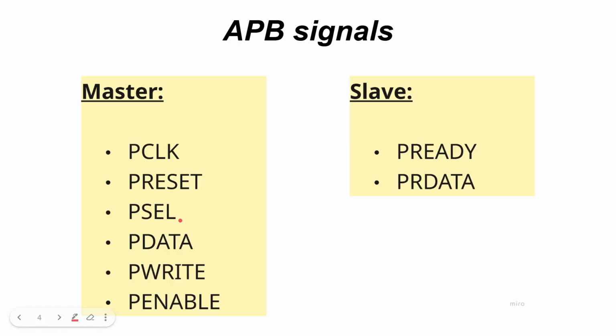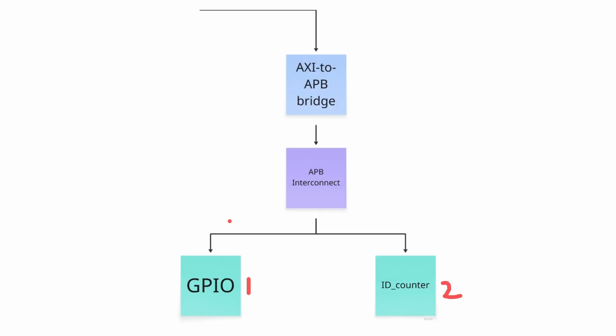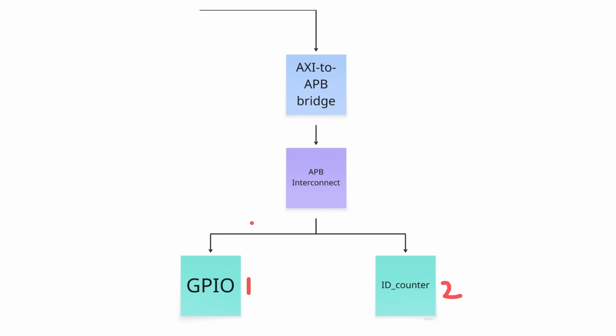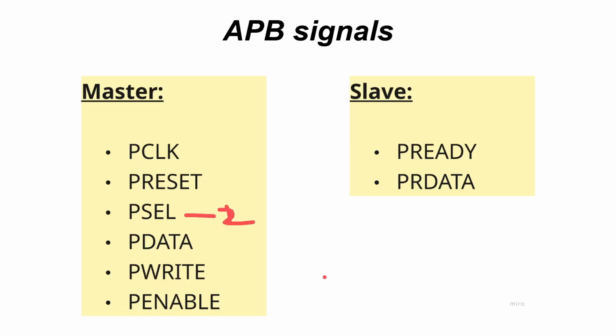So this P select signal will tell, like, 1. So we will be selecting this GPIO. If it says 2, then we will be selecting the ID counter. So this is how the P select works.